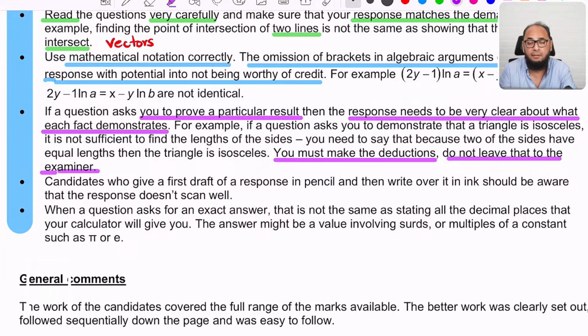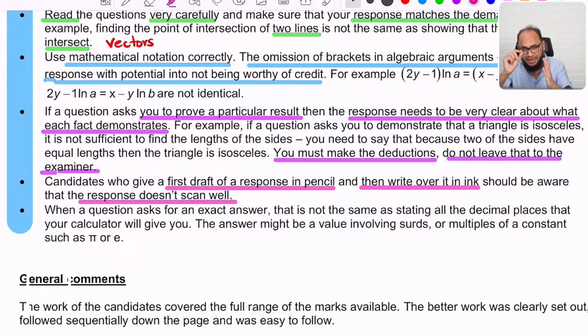Believe me, I did not read this. It says exactly what I just implied. And then it says candidates who give a first draft of a response in pencil and then write over it in ink should be aware that the responses do not scan well. That means that some people are not so confident. Well, if you're not so confident, just do that little bit of working somewhere on the side and then do it once in your main script of the answer. Do not be writing in pencil, then overwriting with pen. It looks dirty. And then using an eraser with all that eraser marks spread out over here. So when the examiner opens the paper, the first thing that will stand out is the eraser, all those leftovers. And the examiner is asking you people to be very, very careful with that so that your grades don't fall.